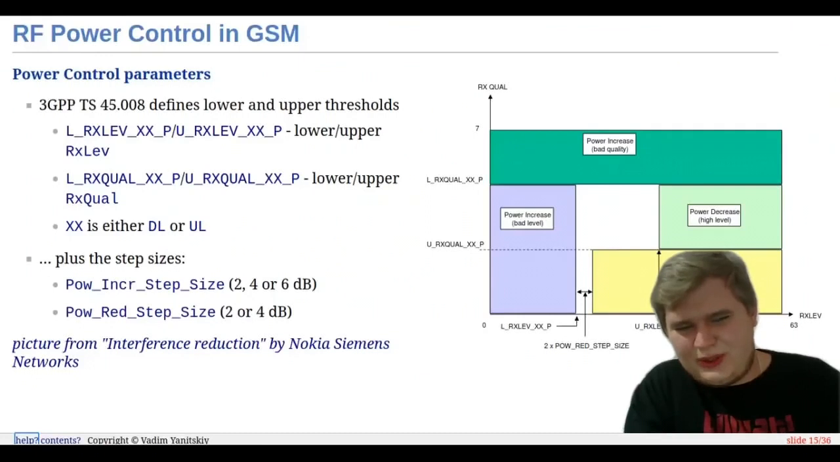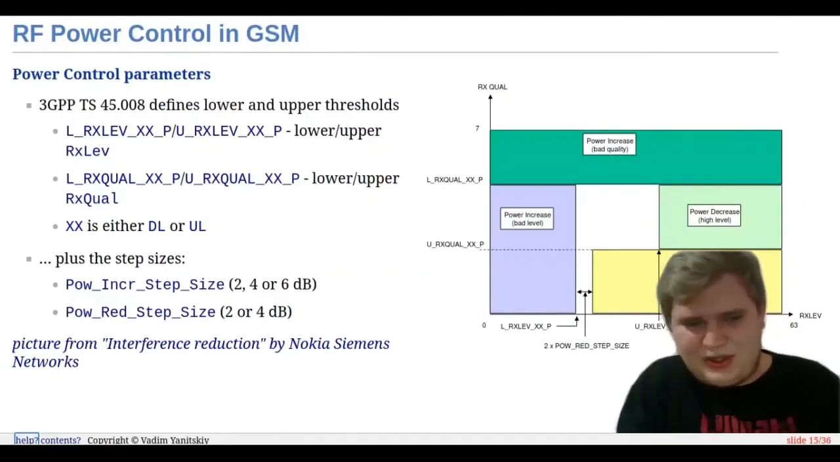But what's important here is the increase step should ideally be bigger than the decrease step, because if you lose connectivity to the mobile station, let's say, you want to quickly increase the transmission power to try to recover the channel. And for reducing power, it's vice versa. You don't want to do it too quickly. You start either reducing by 2 decibels or by 4 decibels.